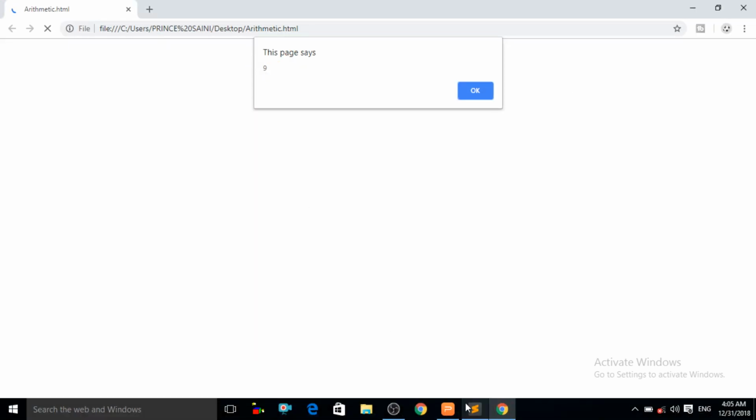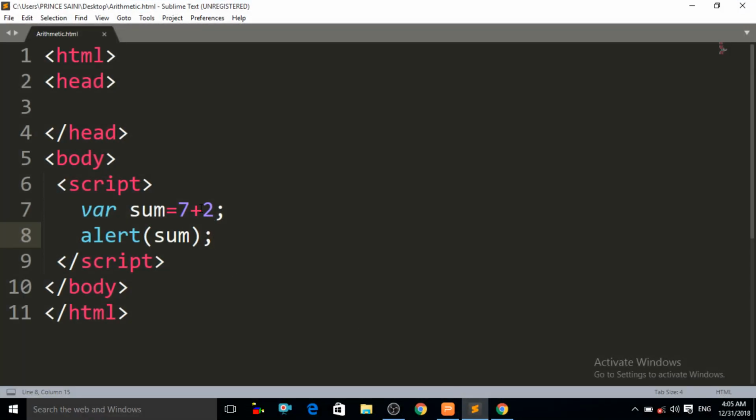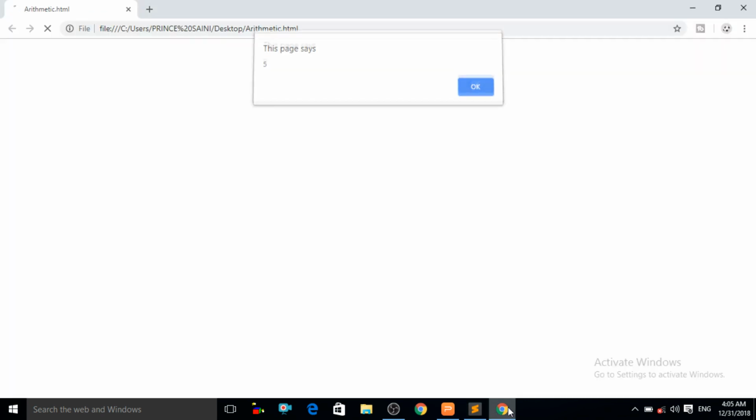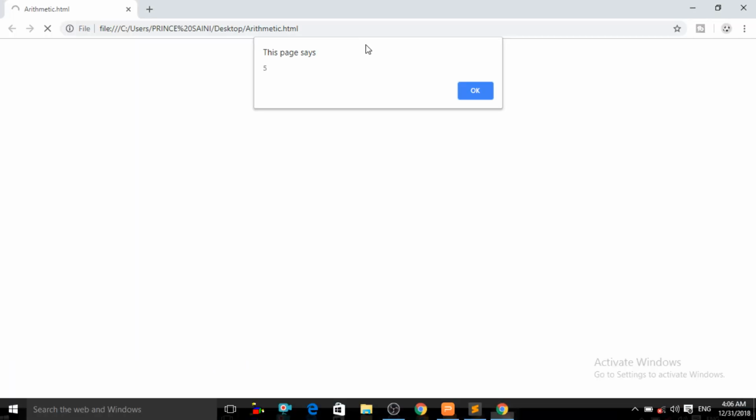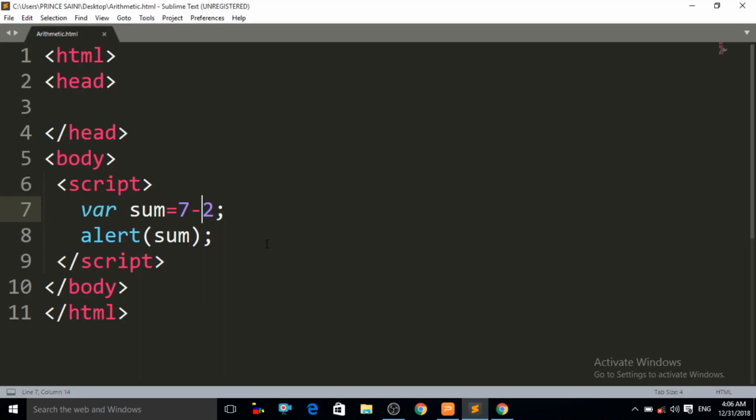So this is the addition operator in JavaScript, friends. Now if I write here the negative, that is the minus, this is the subtraction operator, friends, and that was the addition operator. Now Control plus S and then Control plus R. Now you can see that it is giving the result 5, friends. This is the subtraction operator, friends.